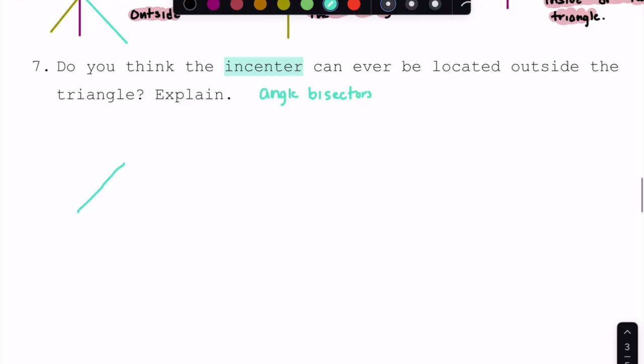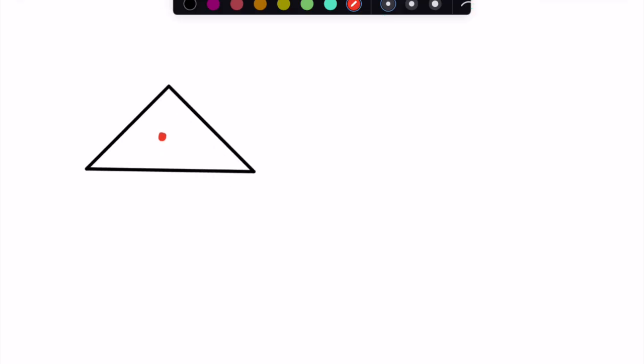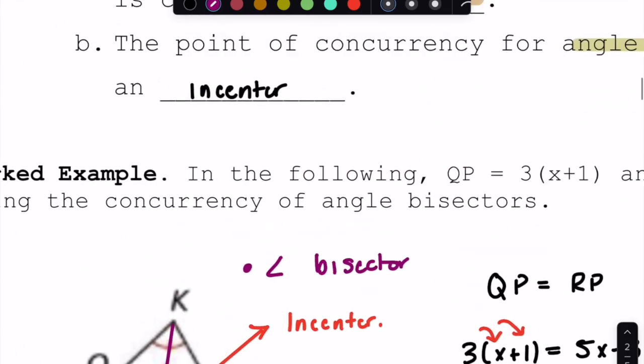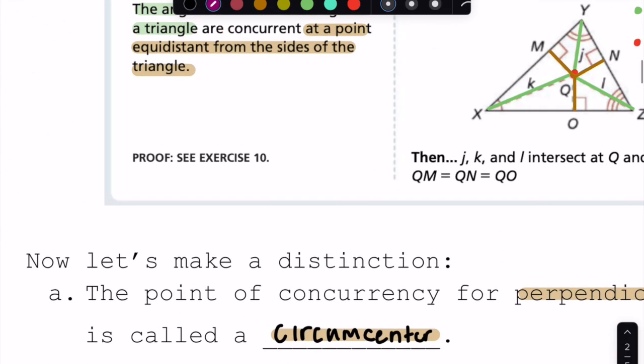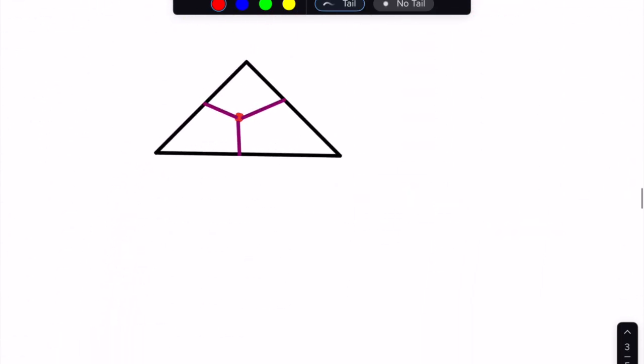Okay, so if we think about what it means to be an incenter, it has to be equidistant from all sides. So if we have an incenter right here, the incenter has to be equidistant from all sides of the triangle, because that's what an incenter is. It's for angle bisectors. So if we go back here, if we try to put an incenter on the outside, there is no way it can ever be equidistant from all sides of the triangle.